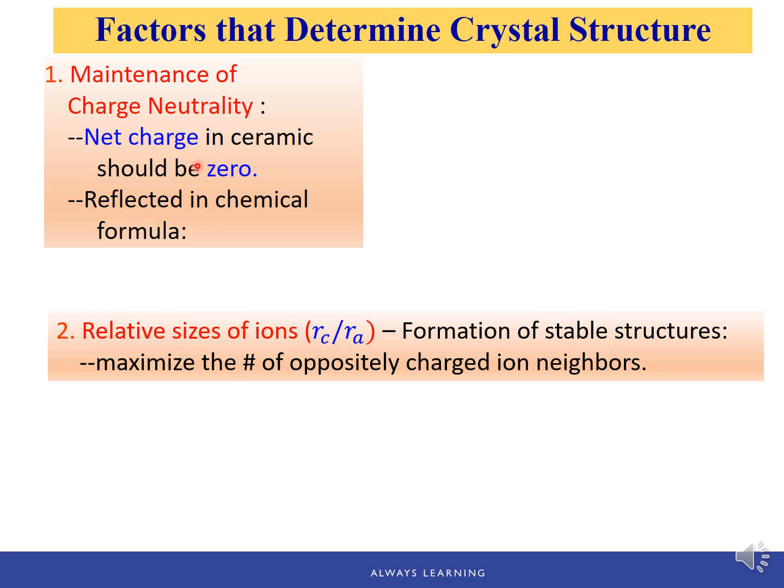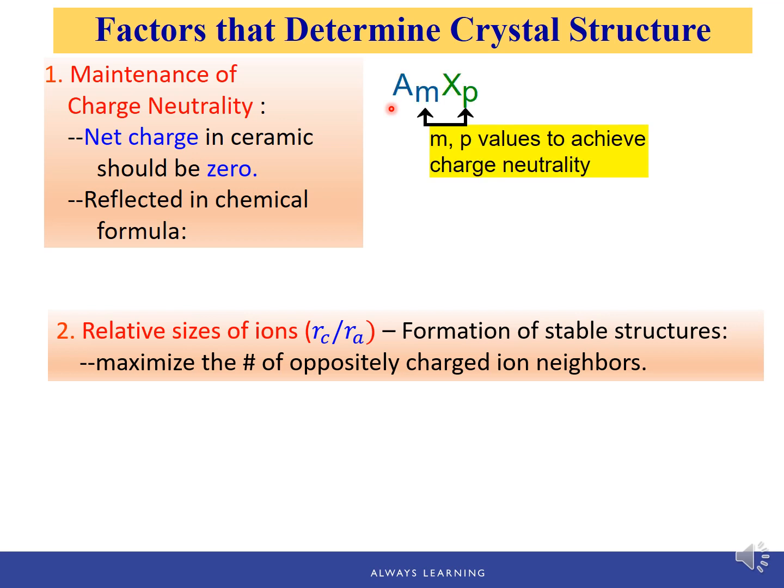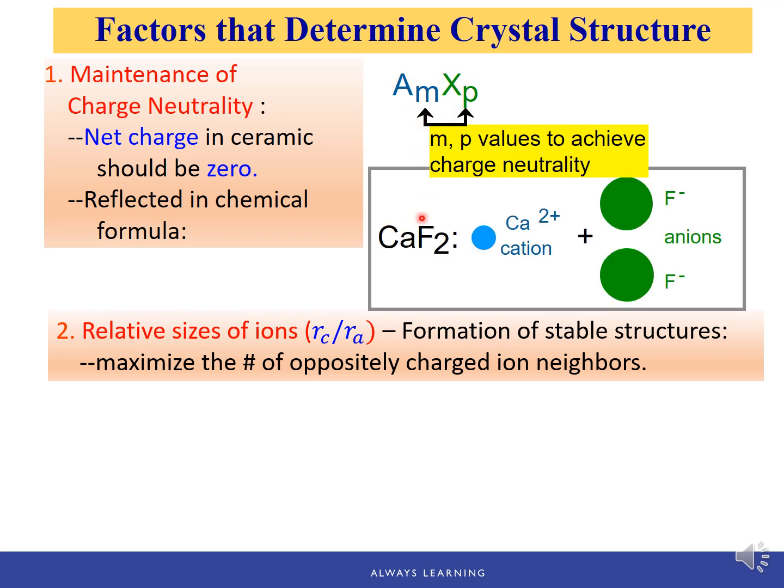So all the cation positive charges must be balanced by an equal number of anion negative charges. The chemical formula of a compound indicates the ratio of cations to anions, or the composition that achieves that charge balance. So m and p are the number of cations and anions respectively, and those values should satisfy charge neutrality for this compound. For example, in calcium fluoride, each calcium ion has 2 positive charges, and each fluorine ion has a single negative charge. So there must be twice as many fluorine ions as calcium ions, which is reflected in this chemical formula: one Ca ion associated with two fluorine ions to achieve charge neutrality.